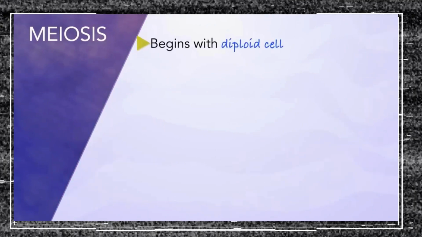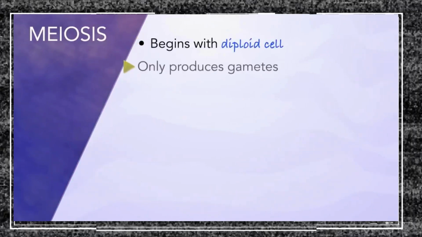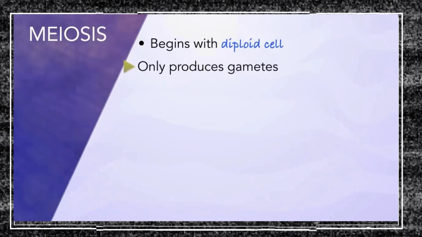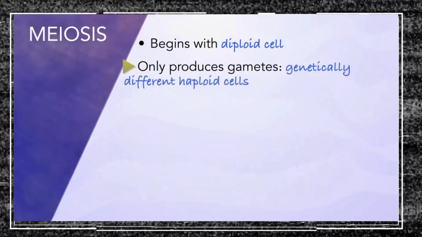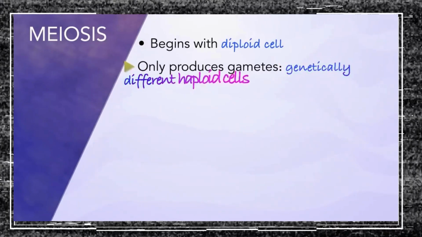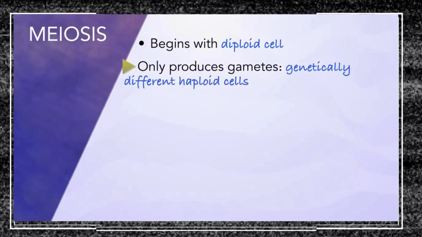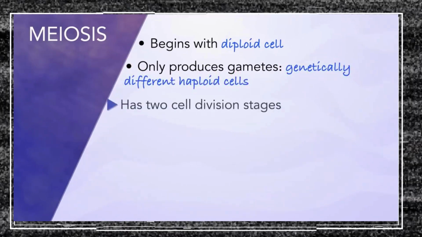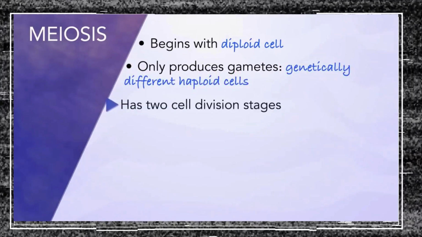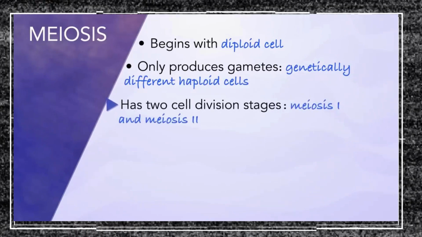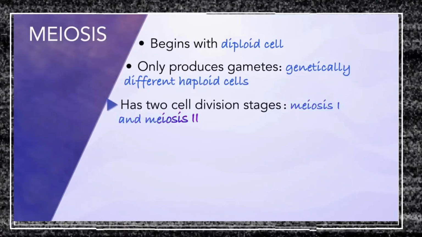Some key points to remember about meiosis. It begins with a diploid cell. Meiosis only produces gametes. Gametes are genetically different haploid cells, sperm cells in males and eggs in females. Meiosis has 2 stages of cell division, called meiosis I and meiosis II.